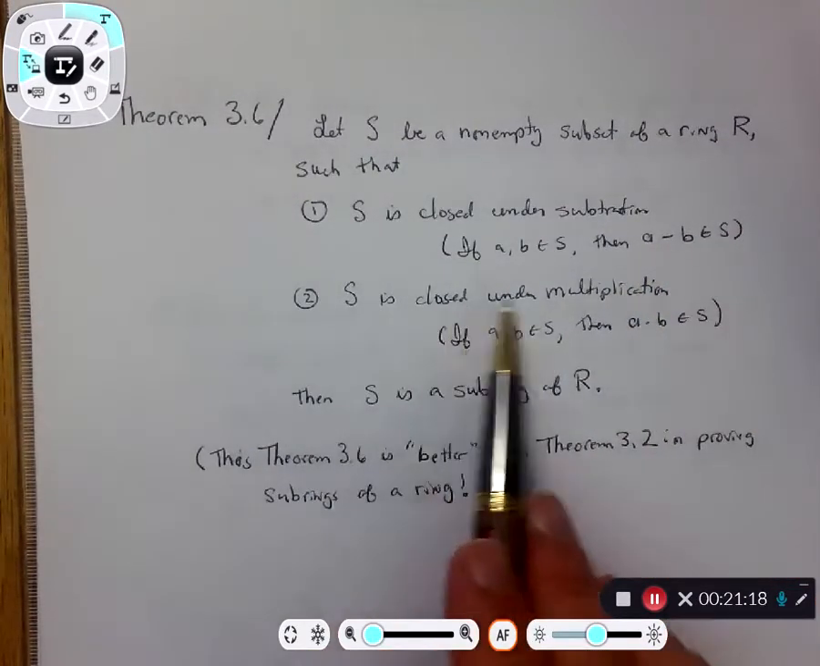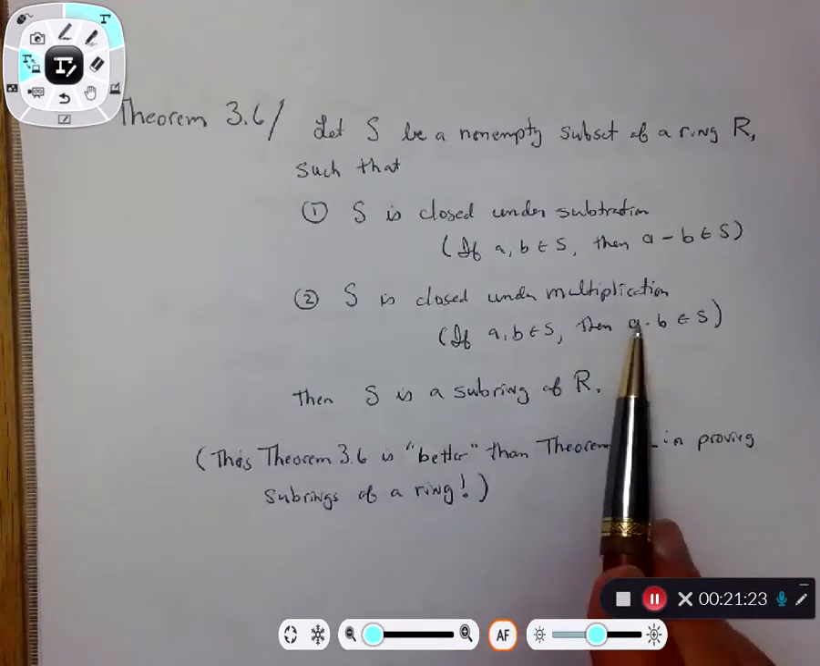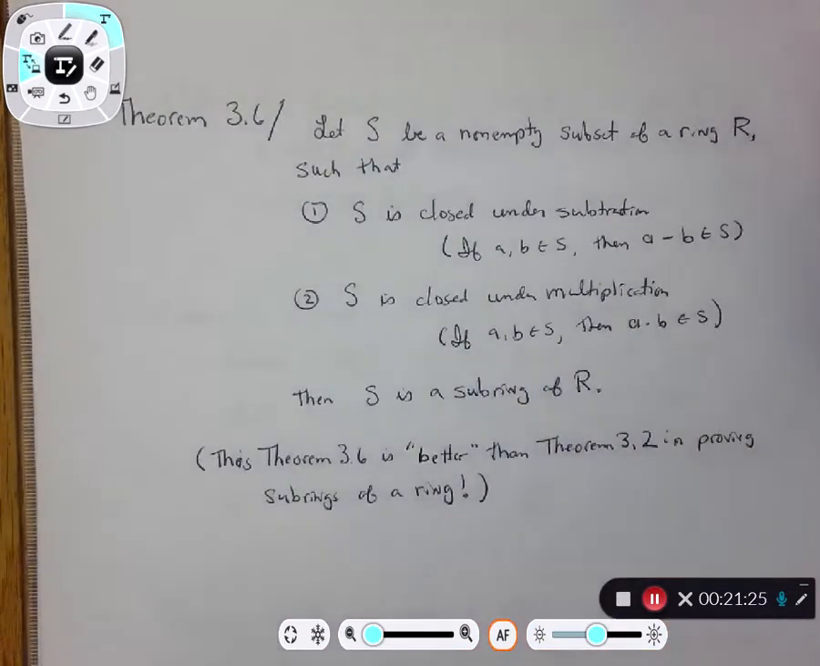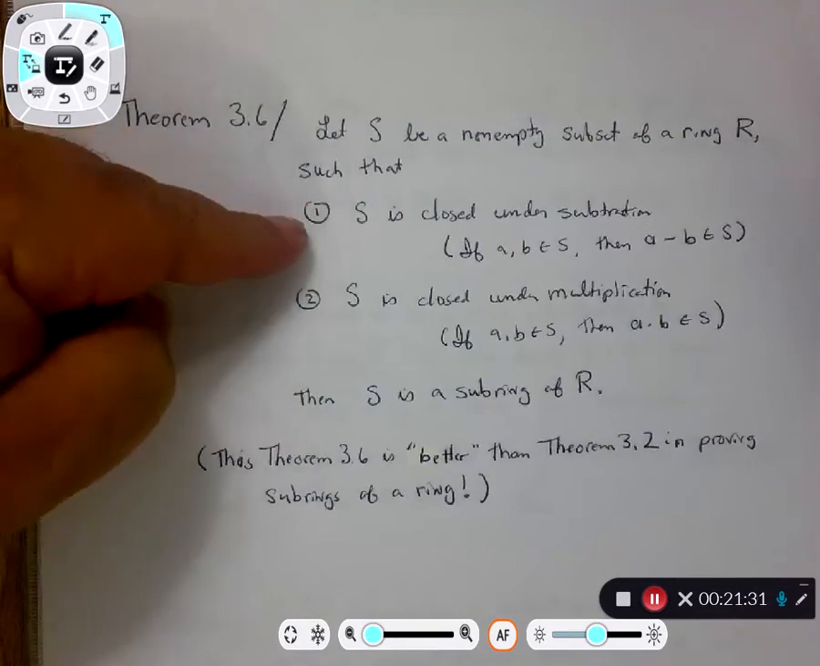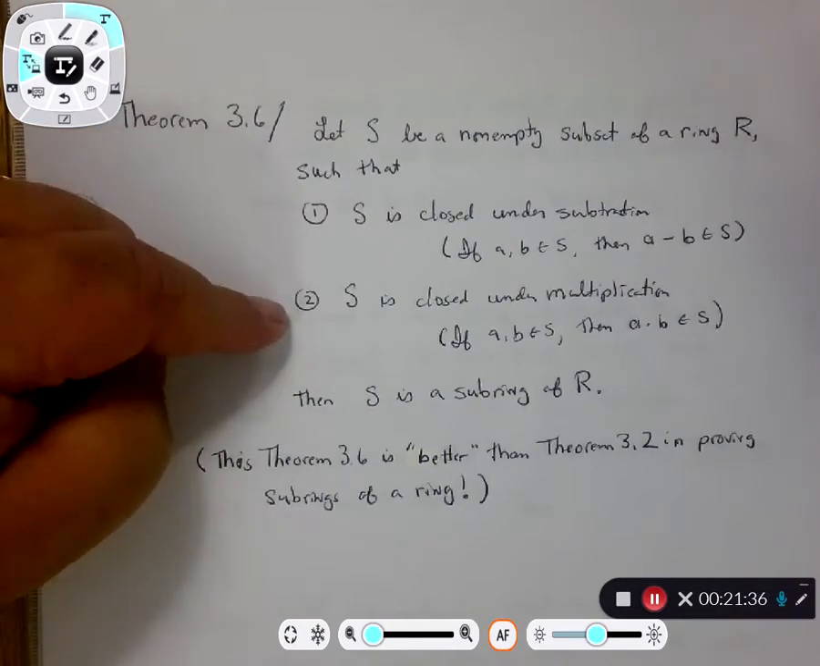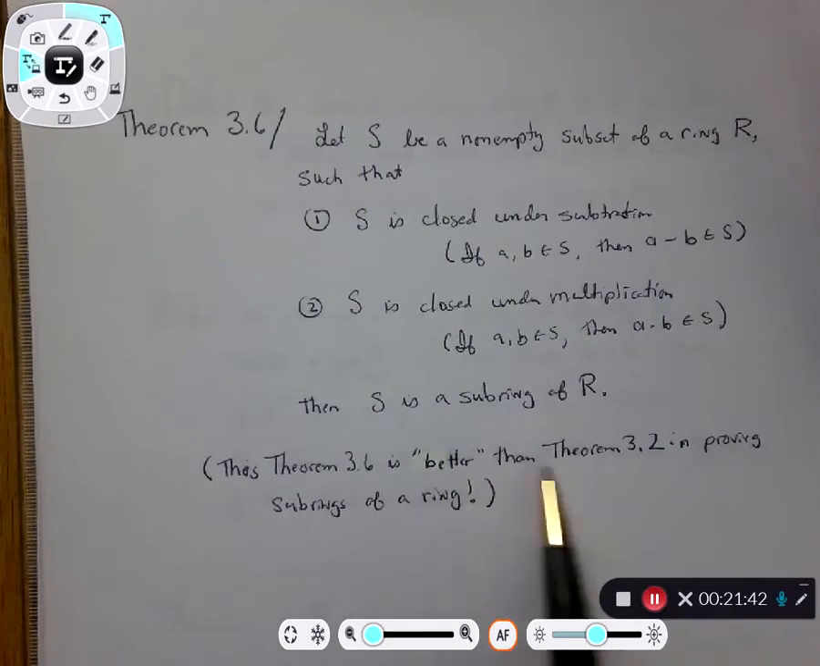And S is closed under multiplication. That means if A and B are an element of S, then A times B has got to be an element of S. So, 2 properties here. It says if it's closed under subtraction, as we've just defined subtraction, and closed under multiplication, then S is a subring of R. This theorem 3.6 is better than theorem 3.2 in proving subrings of a ring. Why is it better? Well, you got to prove less stuff.